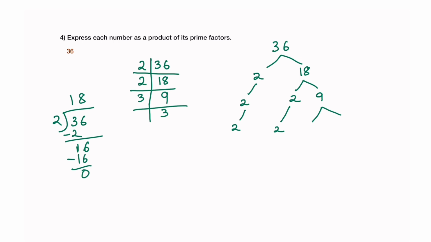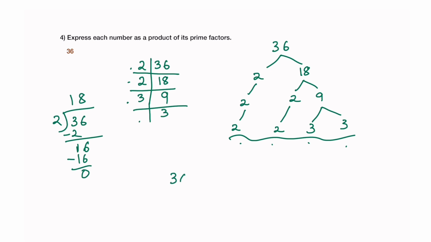And now we divide this 3 times 3. So these are your prime factors. Do you see they are same? 2, 2, 3, 3. 2, 2, 3, 3. Okay, so no matter which method you use, the answer will always be same.